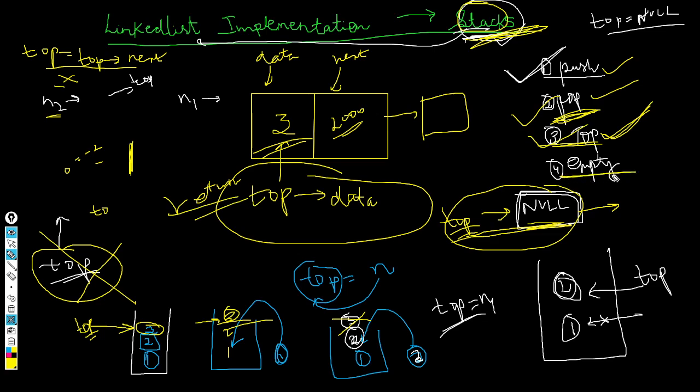Now next is empty. Empty is again very simple. We'll just check whether the top is null or not. If the top is null, then our stack is empty. If it is not null, it means that the stack contains some elements and it is not empty. All right. And one more function was there apart from all this, which was size, right?